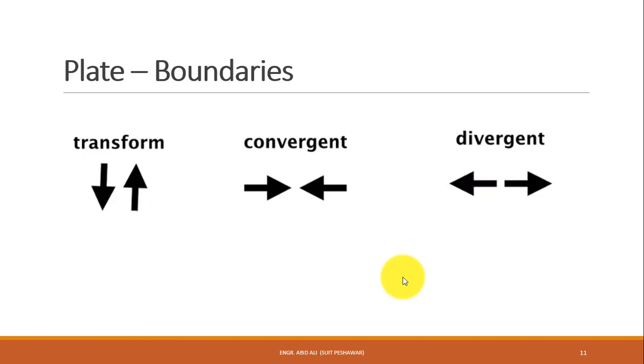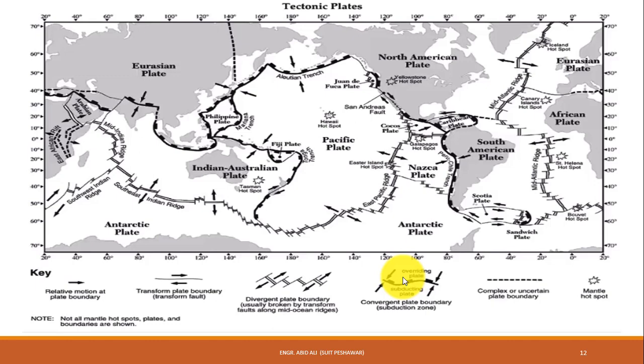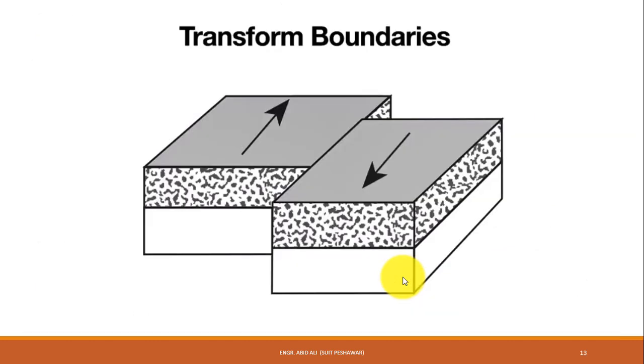So let's go into some examples here. Okay, I'm going to be alluding back to this chart. This is a map in your reference tables that shows plate boundaries, so keep that handy as you continue to learn about these. Let's start with the transform boundaries. These are the boundaries where plates slide past one another.